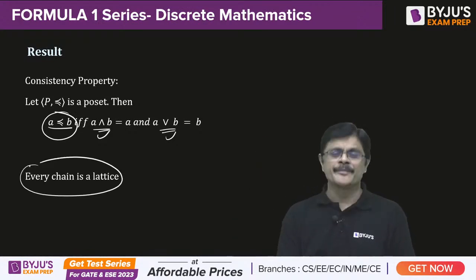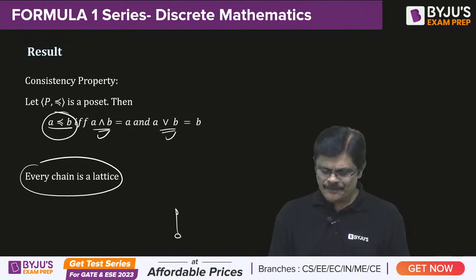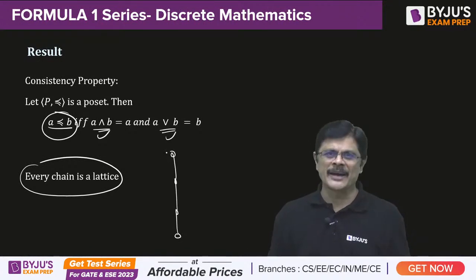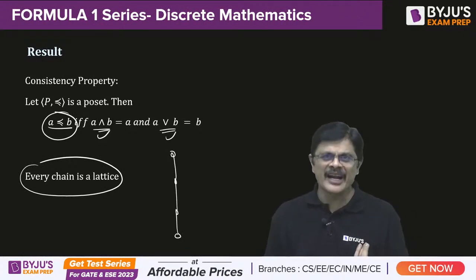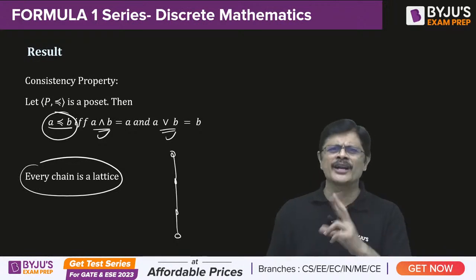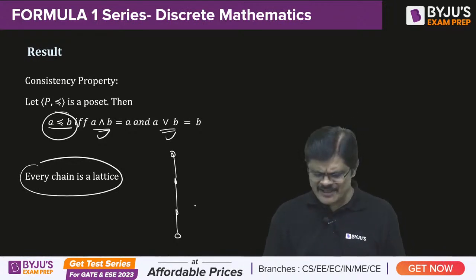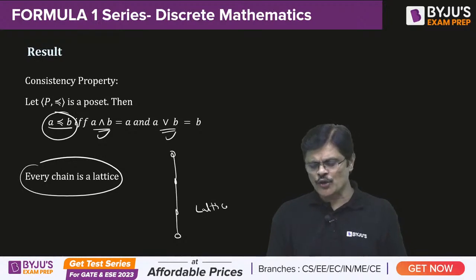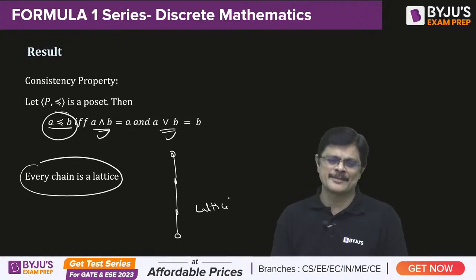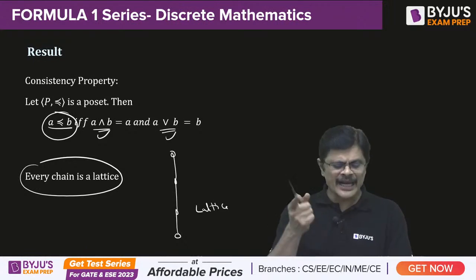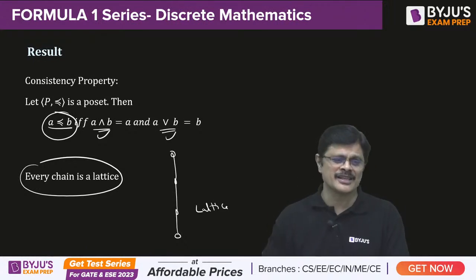And a chain means what, sir? Every pair of elements is comparable. Means every pair of elements is related. Comparable means in some order they are related. So obviously this fellow becomes a lattice, my dear friends. So a chain is 100% a lattice because of this consistency property only. You don't have to verify anything. Directly the consistency property can give you that result.